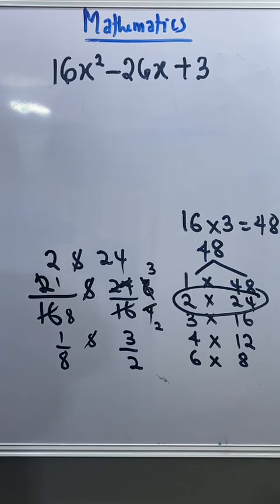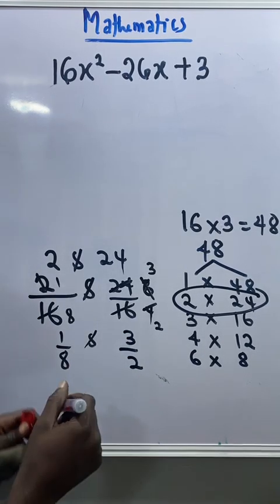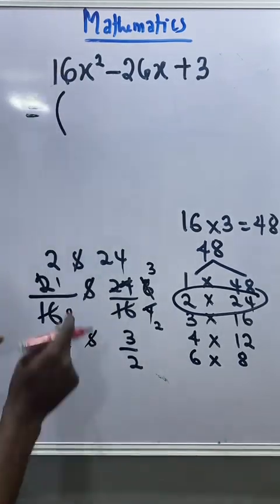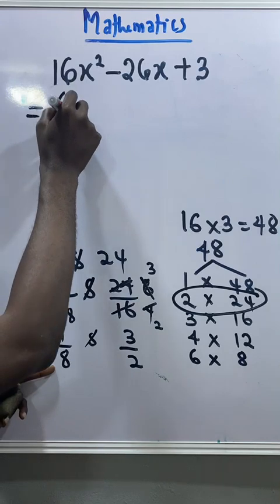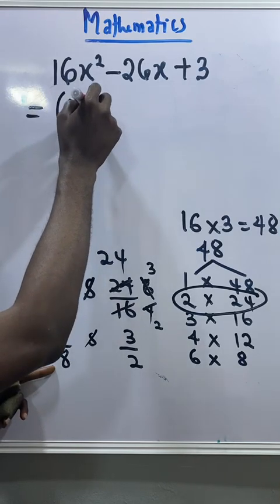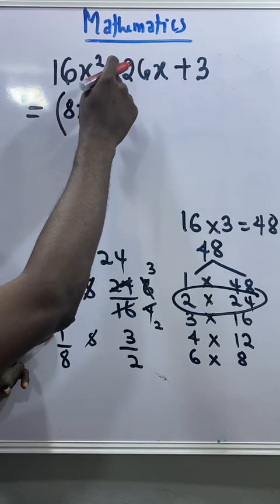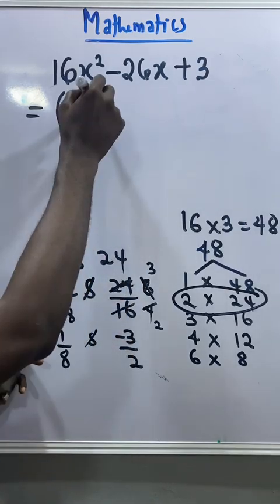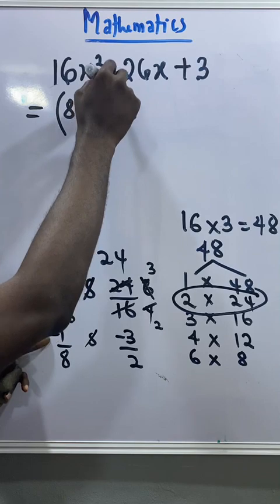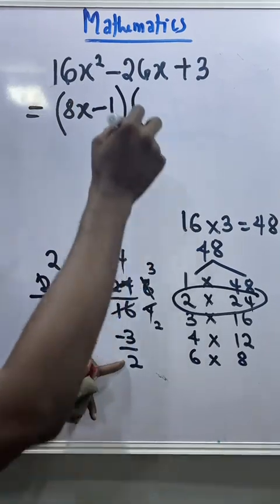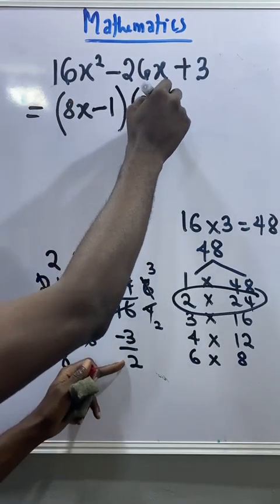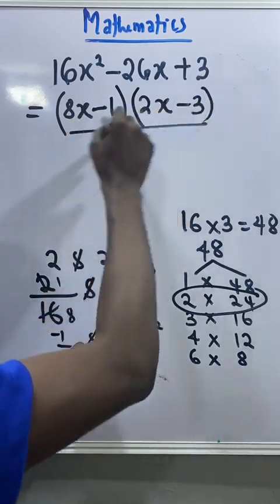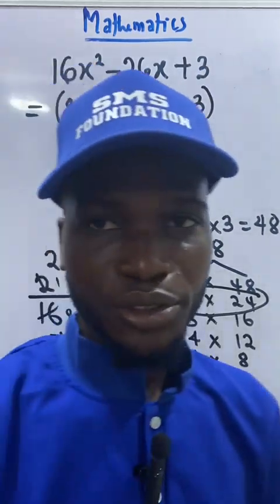Now, from here, we need to rewrite our factors. Pick this 8, open a bracket. The denominator of this, write it, multiplied by the x. And since we said both must be negative, put minus 1 here. Then the denominator of the other, put 2x minus 3. So this solves our problem.